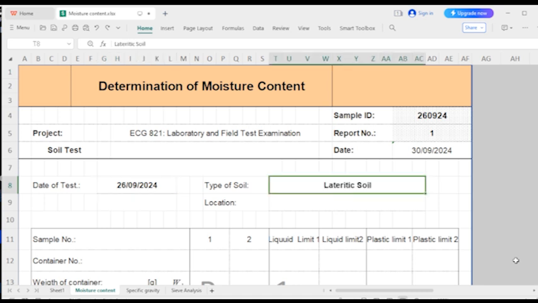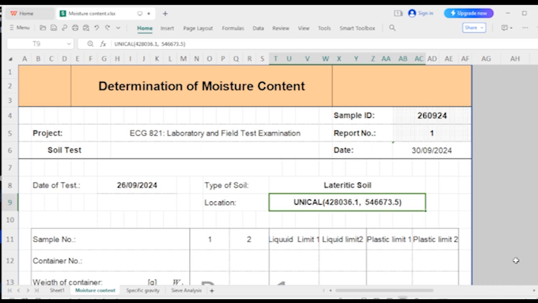Type of soil: lateritic soil. The location is at Unical. The coordinate is UTM. The sample numbers are 1 and 2. We are going to consider looking for the liquid limit and the plastic limit of the soil sample.